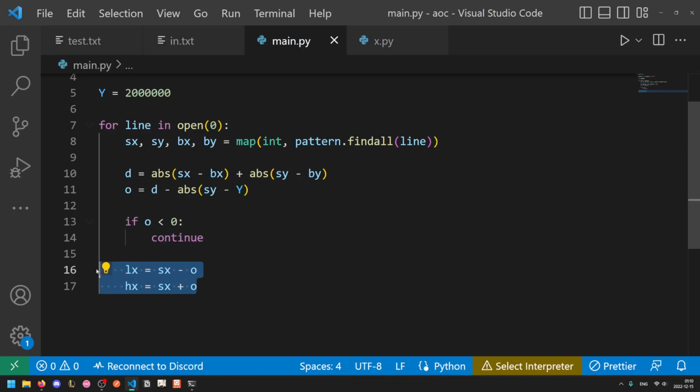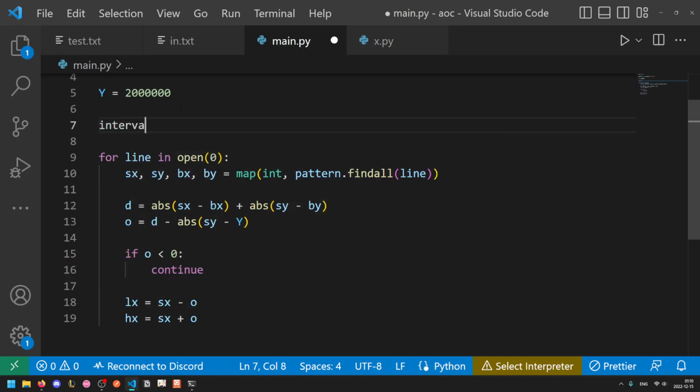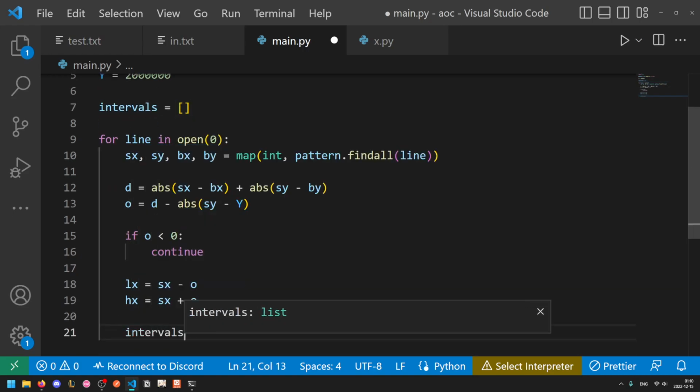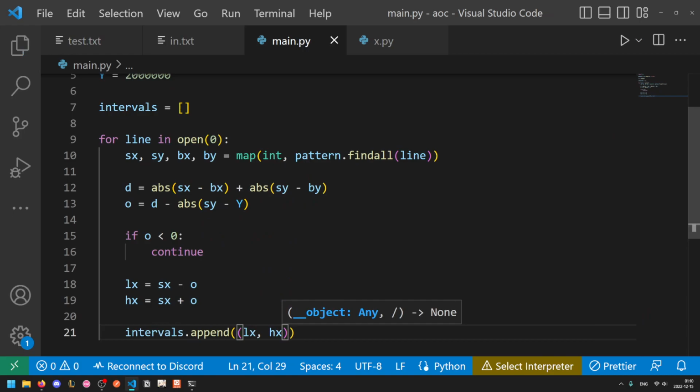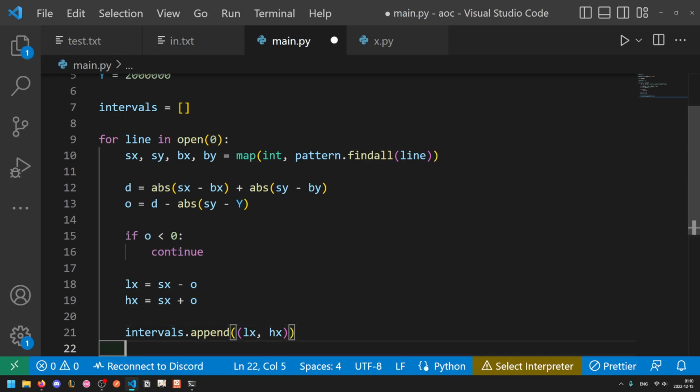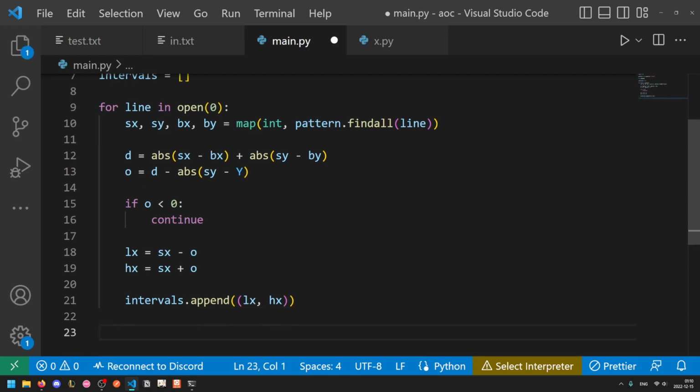Now we have LX, HX, and instead of doing the range call, we're going to keep a list of intervals. And we're going to append the range. And we're going to keep these intervals doubly inclusive, so the left and the right side are both included in the interval. So this interval tells us all of the points that cannot exist. So now we can't just directly add up the lengths of each interval because of the intersection. So we're going to deal with this intersection by merging overlapping intervals.